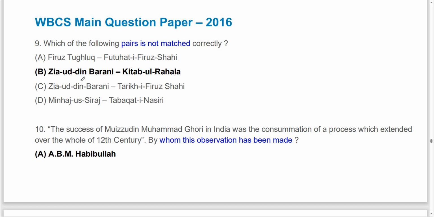Which of the following pairs is not matched correctly? The correctly matched pairs would be: Firoz Shah Tughlaq, Futuhat-e Firoz Shahi; Ziauddin Barani, Tarikh-i Firoz Shahi; Minhaj Siraj, Tabaqat-i Nasiri. Firoz Tughlaq himself wrote Futuhat-e Firoz Shahi, Ziauddin Barani wrote Tarikh-i Firoz Shahi, and Minhaj Siraj wrote Tabaqat-i Nasiri.